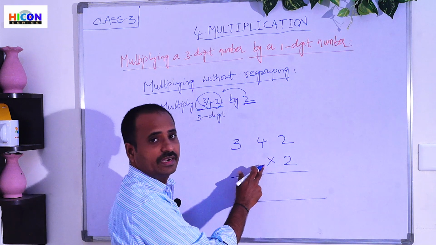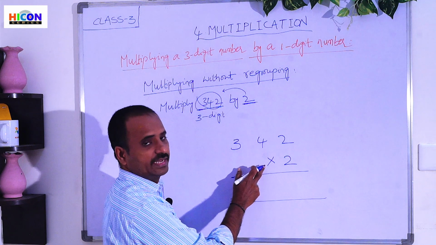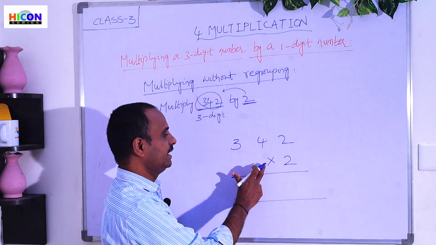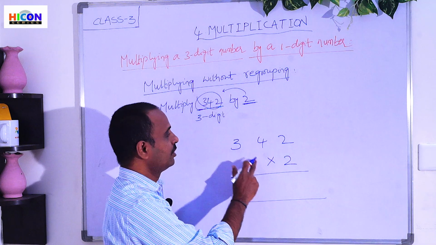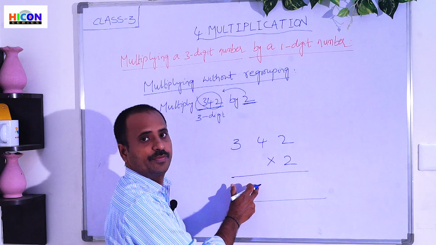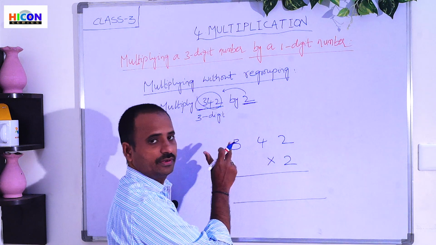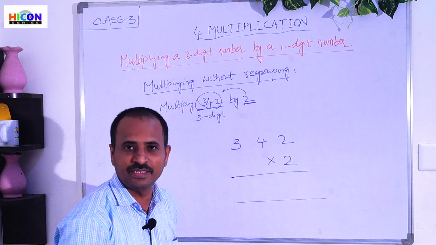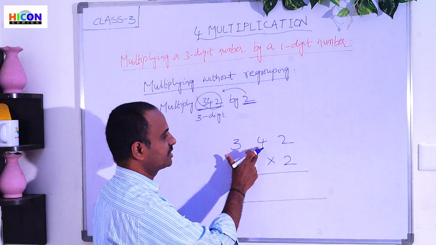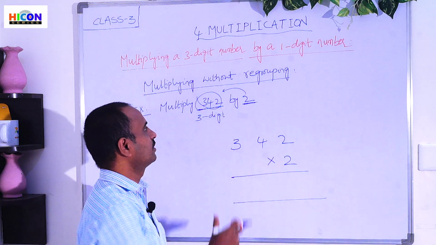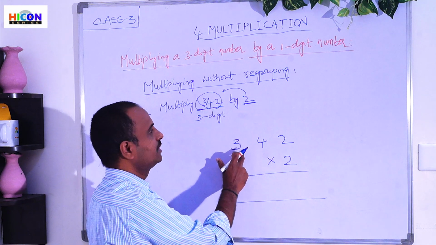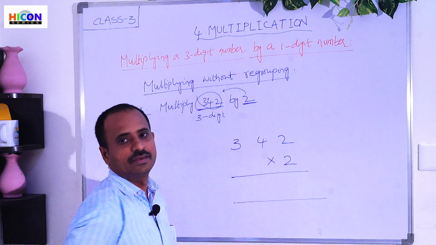What is the symbol here? The symbol is called into and it represents multiplication. Now we are going to do multiplication, so write the symbol into. The first step is to write the two numbers one below the other. Write the number first and write 2 below it.